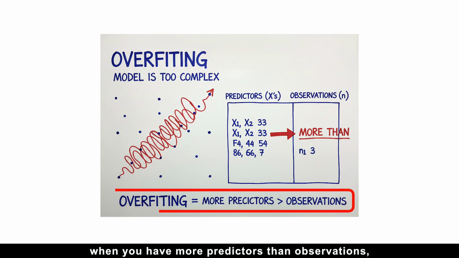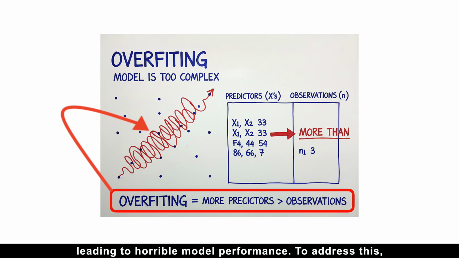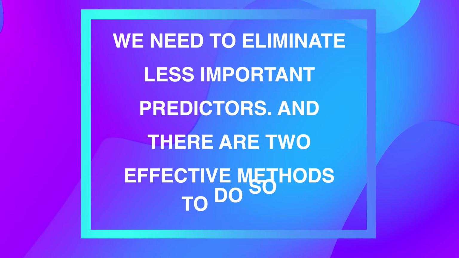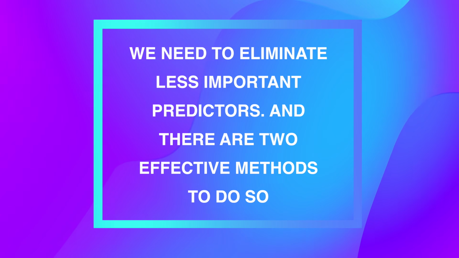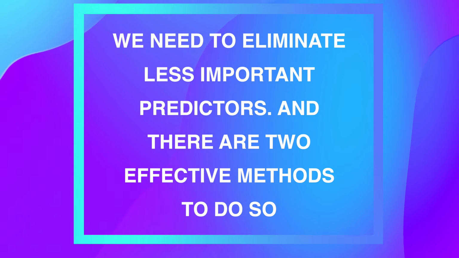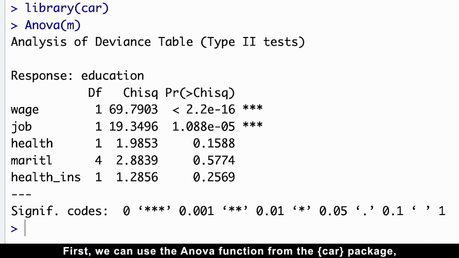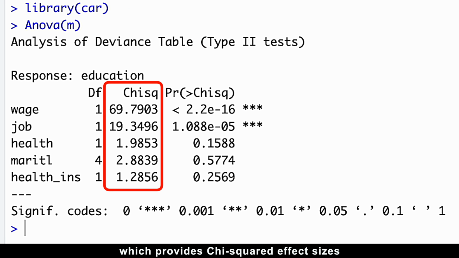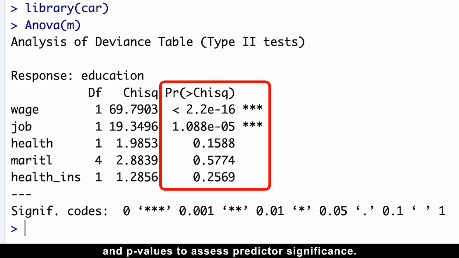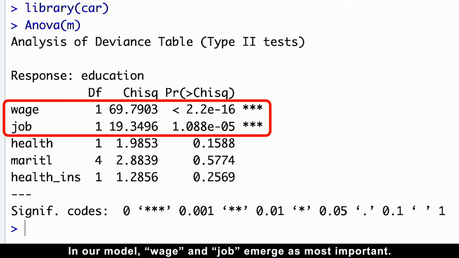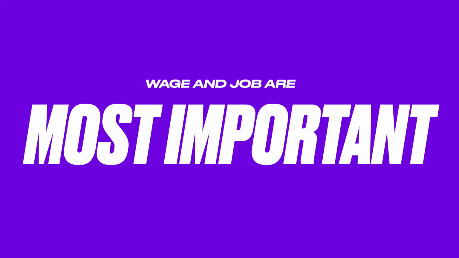However, having many predictors raises another concern: overfitting. This occurs when you have more predictors than observations, leading to horrible model performance. To address this, we need to eliminate less important predictors, and there are 2 effective methods to do so. First, we can use the ANOVA function from the car package, which provides chi-squared effect sizes and p-values to assess predictor significance. In our model, wage and job emerge as most important.